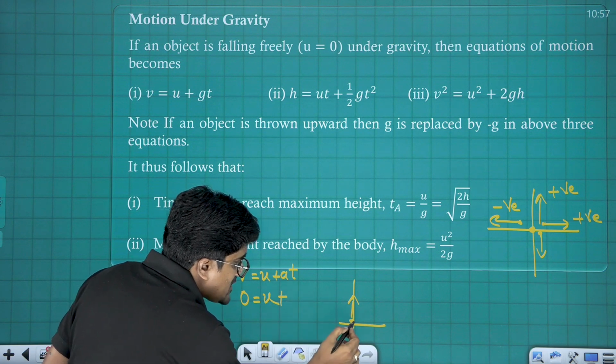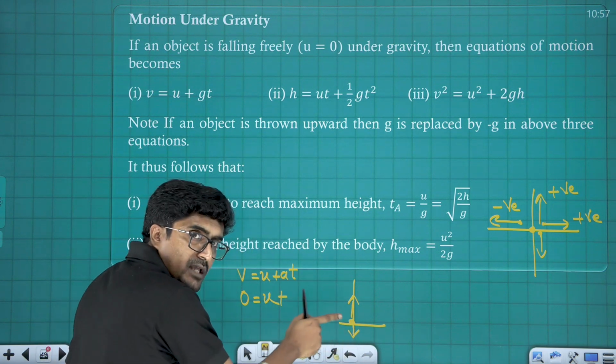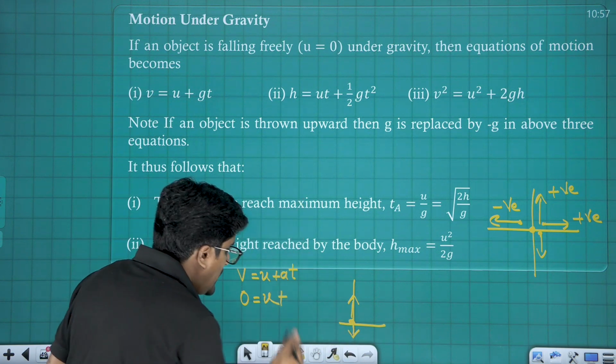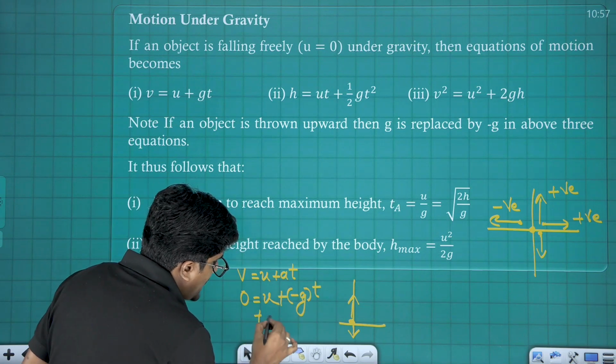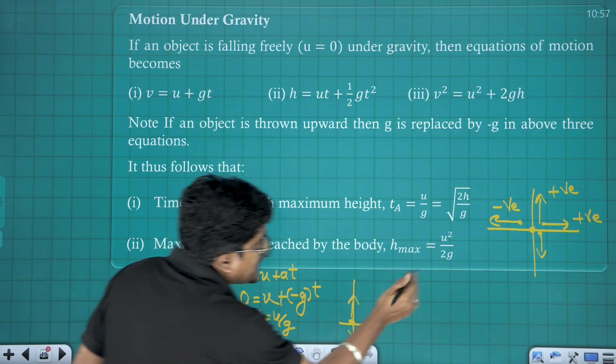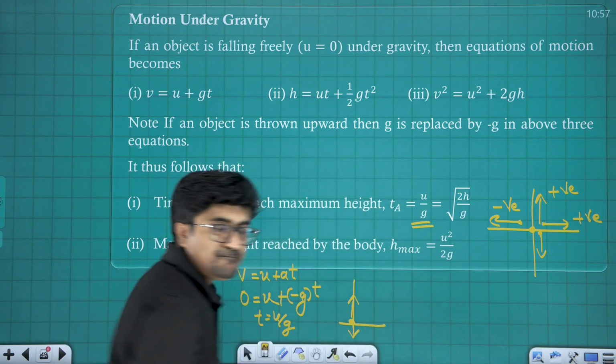Now acceleration experienced by the body is in the downward direction, that means from the origin acceleration is acting in the downward direction, so I need to mark it as minus of g and t. So I can have the time taken as what? u by g. That's how it came here, as u by g.